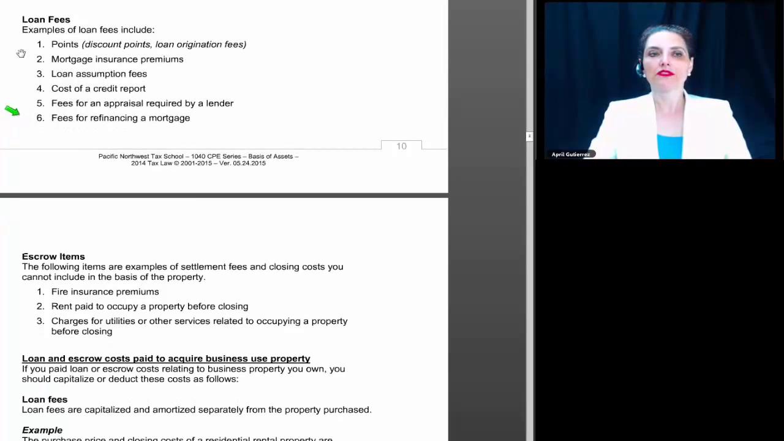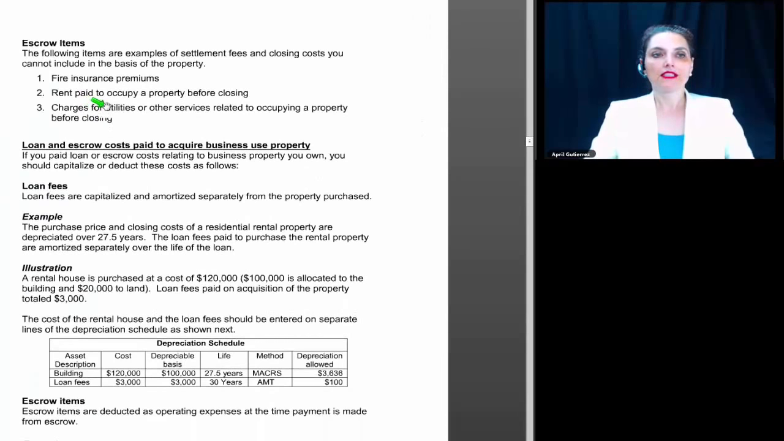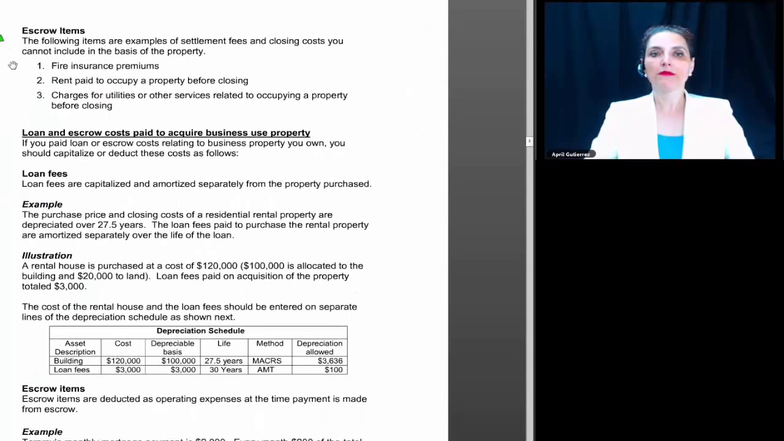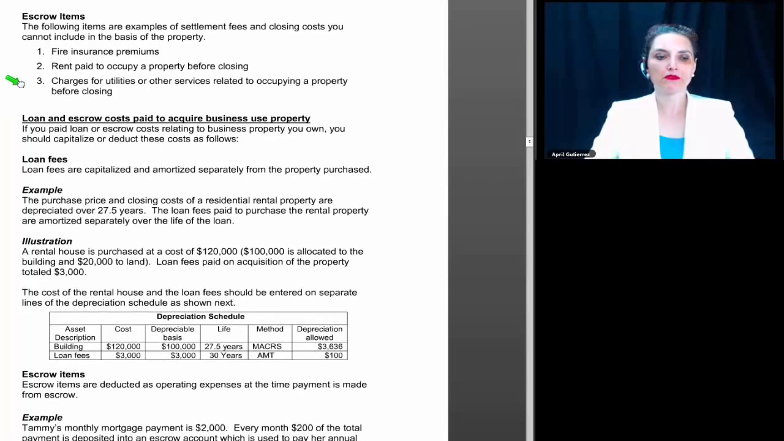And these items do not add to your basis in your home, but they could be lumped together as a separate cost and amortized if they're incurred for business purposes. Escrow items: the following items are examples of settlement fees and costs that you cannot include in the basis of your property: fire insurance premiums, rent paid to occupy a property before closing, and charges for utilities or other services related to occupying a property before closing.